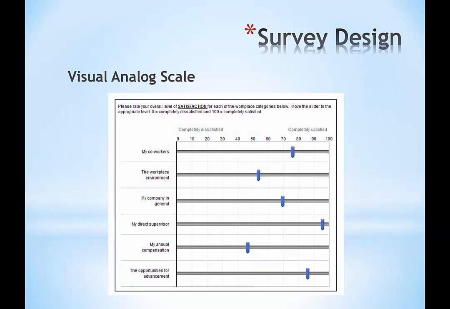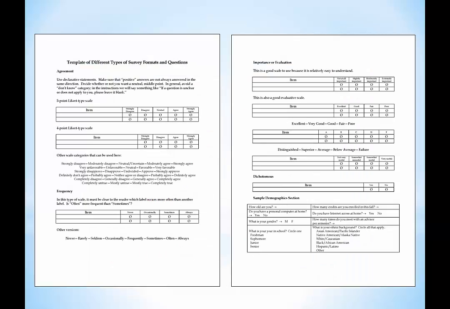I like this one as well. This is a good one, a visual analog scale. This is actually a screenshot from Qualtrics. And you can see that I grabbed this from some real survey. Workplace categories, move the slider. 0 means completely dissatisfied. 100 means completely satisfied. You can see you're asking there, in this case, 6 different questions. And on the screen, the person clicks on the arrow and they can drag and drop and indicate their level of satisfaction or dissatisfaction.